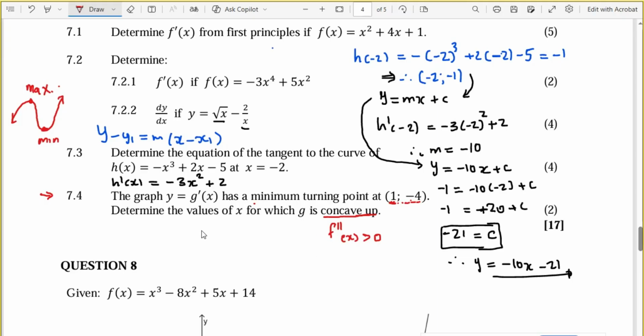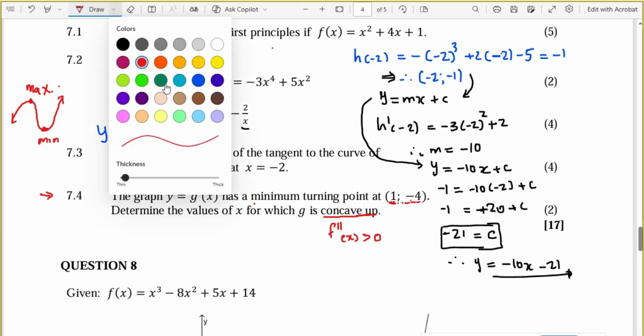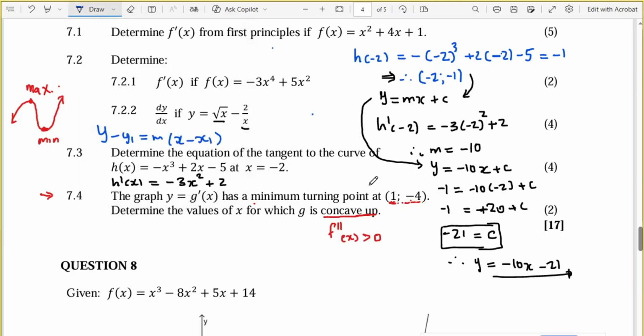So now, when this graph has the minimum turning point, I'm just going to quickly give you an example. You see this point, this x value? Since it is the second derivative, it becomes what we call the point of inflection. You understand? The point of inflection is where the graph changes the concavity.